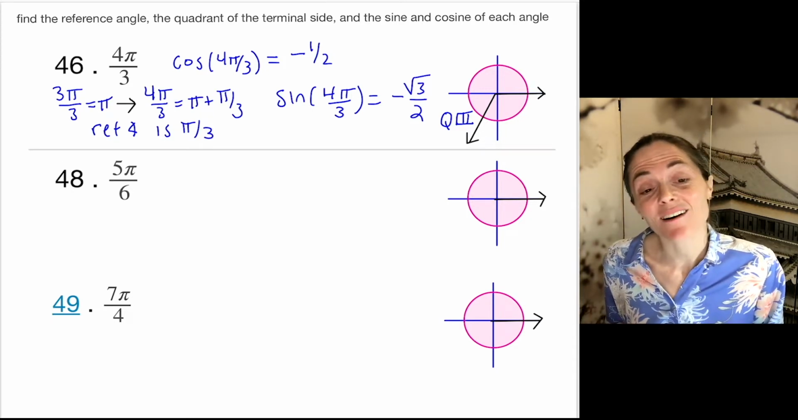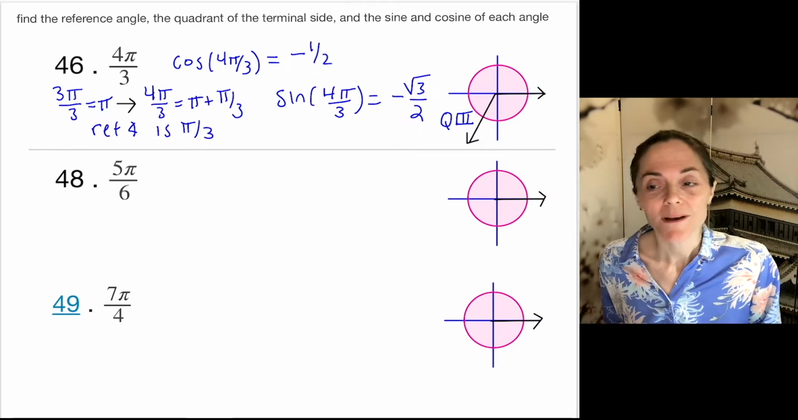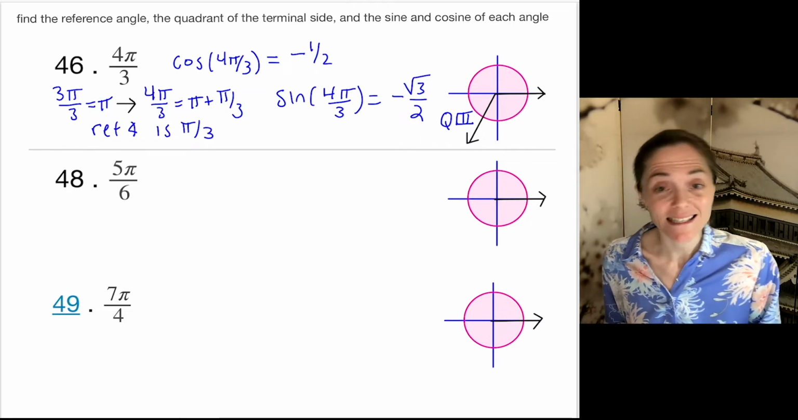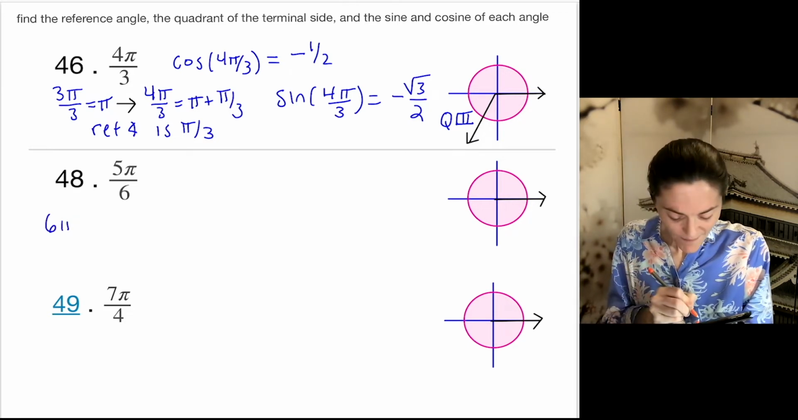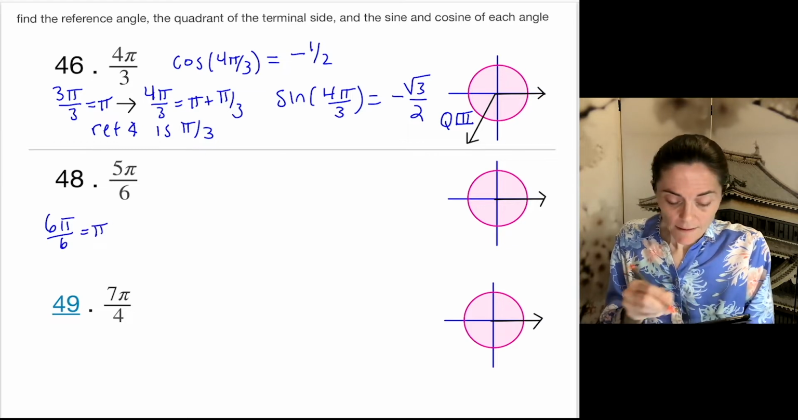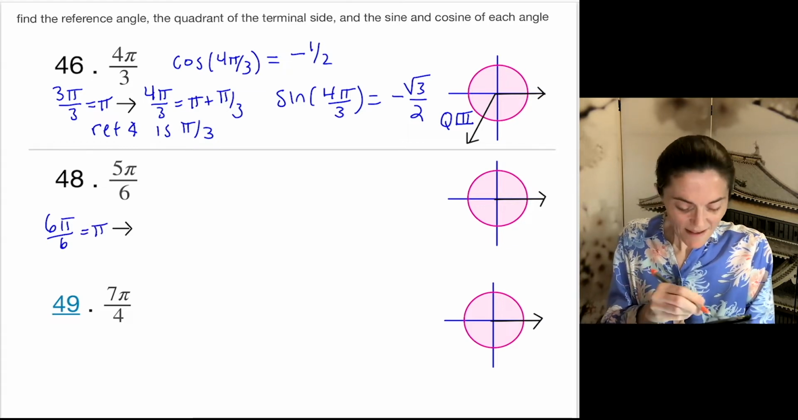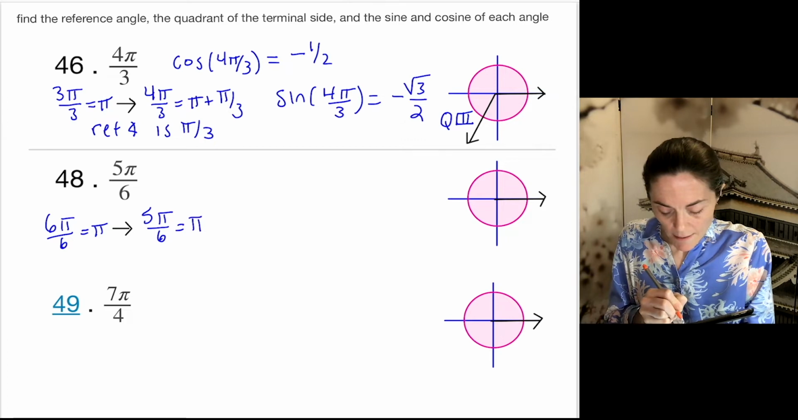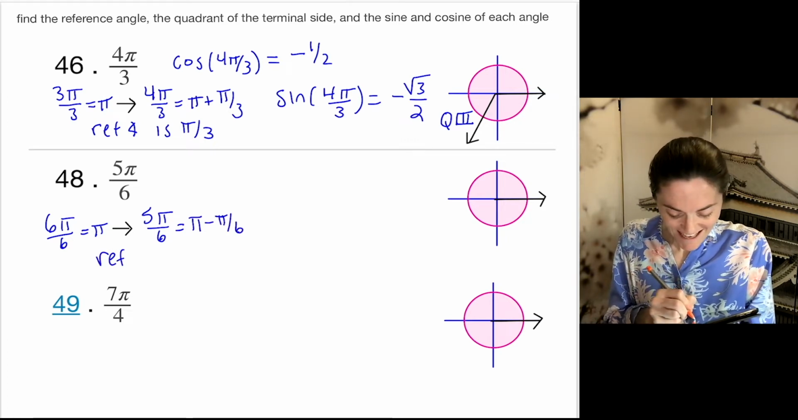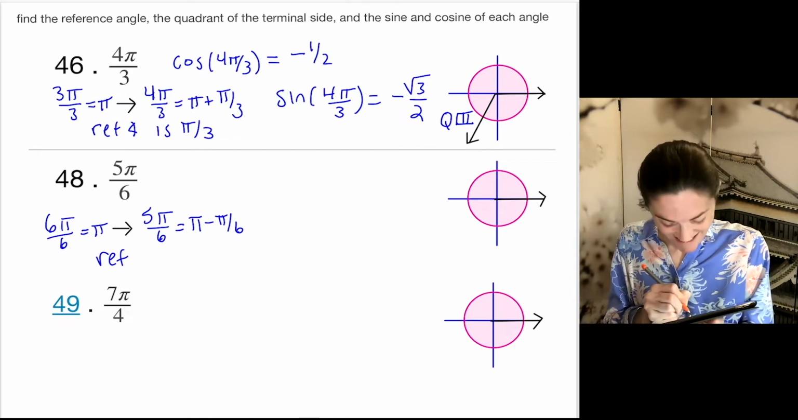48 is for the angle 5 pi over 6. When I see 5 pi over 6, I think 6 pi over 6. So let's write this down. 6 pi over 6 is pi. So the angle that I'm interested in, which is 5 pi over 6, well, this is pi minus pi over 6. And so my reference angle, you see, will be pi over 6.